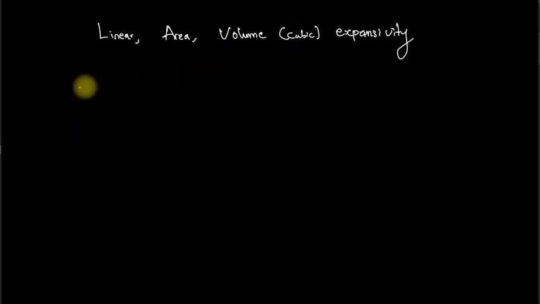So linear expansivity is represented with the symbol alpha. Area expansivity is represented with the symbol beta. Volume expansivity is represented with the symbol gamma. So linear expansivity, area expansivity, volume expansivity, and they have similar formulas. What do I mean by that?